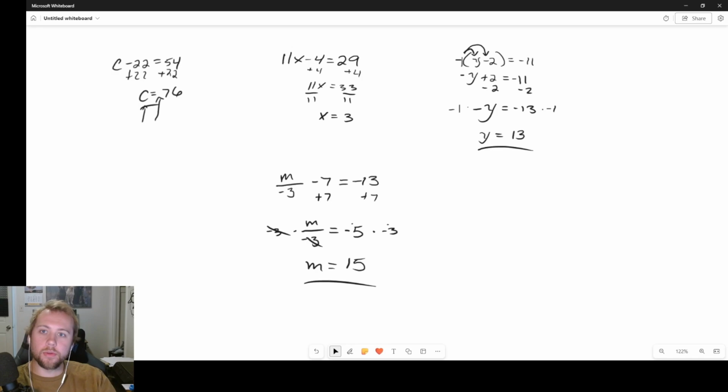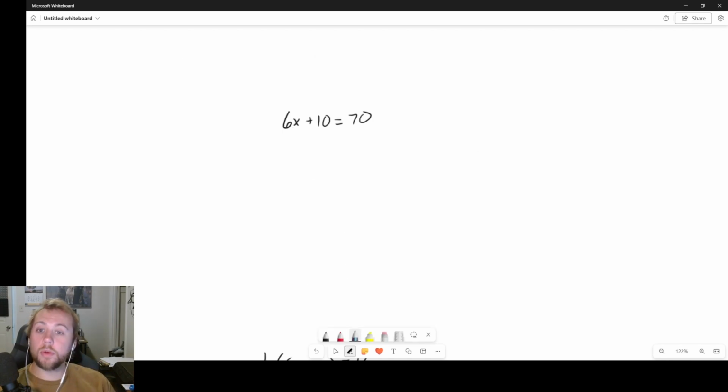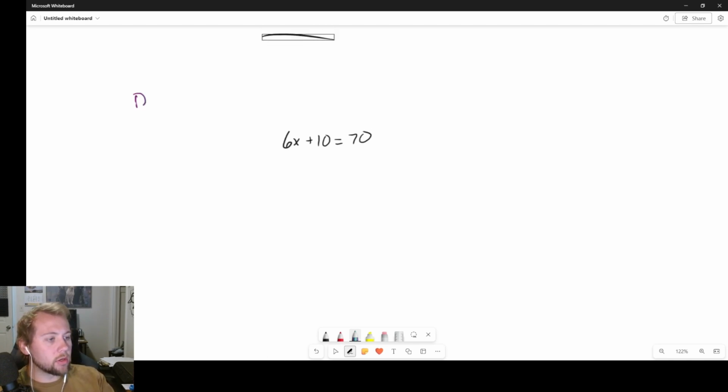So now that we finished the warm-up, we're going to go ahead and dive on into some, not new things, you already learned these things, but we're going to review some more equations. The first equation we're going to solve here is a two-step equation. Now, to solve any equation, we can follow our steps of don't call me after midnight.